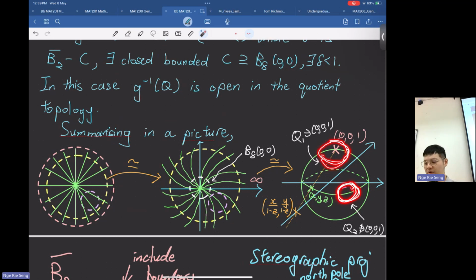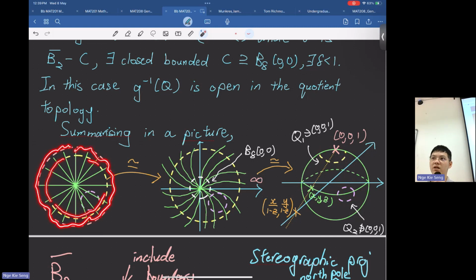If the open set doesn't include the North Pole, it is just some open set coming from the interior. You should see that from the map, or at least from the discussion we had just now. How about an open set surrounding the North Pole here? Where is the preimage of this open set? It should be some open set that surrounds the boundary of the closed ball. Why? Because you need to make sure that under that map, this thing is mapped to the North Pole.